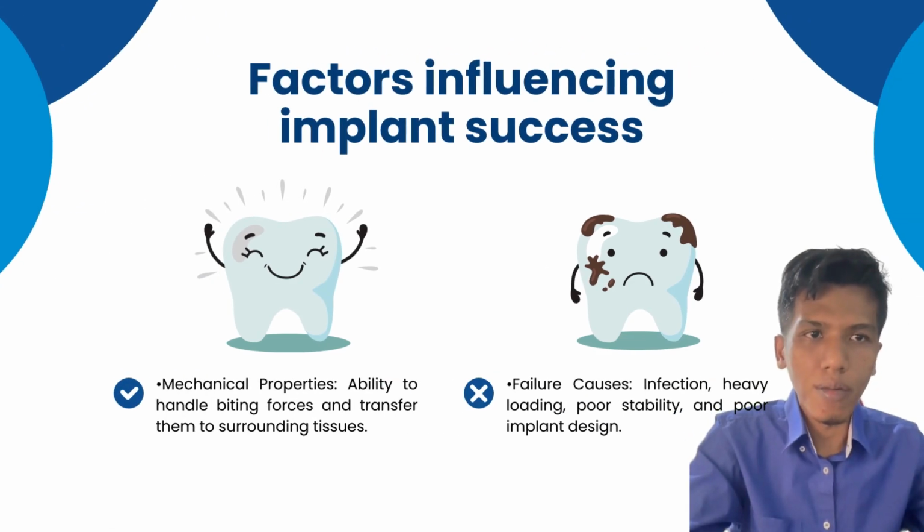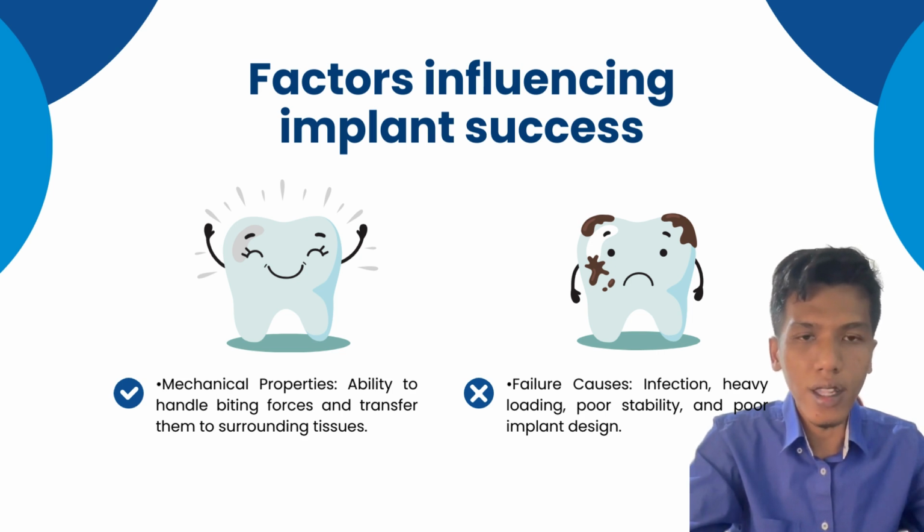Into the next part, we can see the factors influencing implant success. In terms of mechanical properties, it is the ability of the implant to handle the biting forces and transfer them into the surrounding tissue. We don't want anything that will cause implant failure due to bone resorption. Failure is basically caused mostly by infection, heavy loading, or biting too much, poor stability during the implant process, and also poor implant design. So implant design is quite important if you want to put the implant into our teeth.